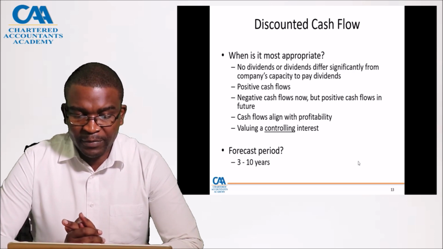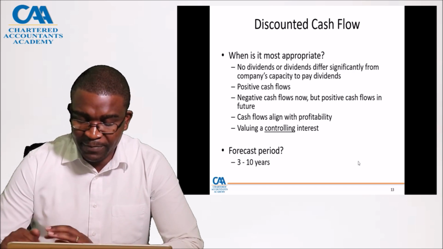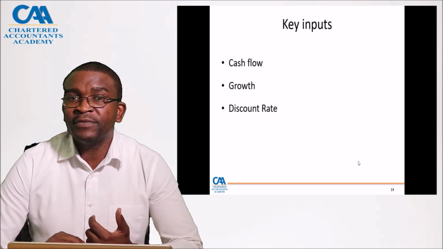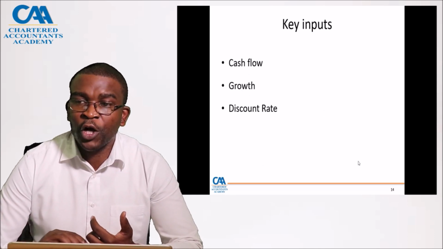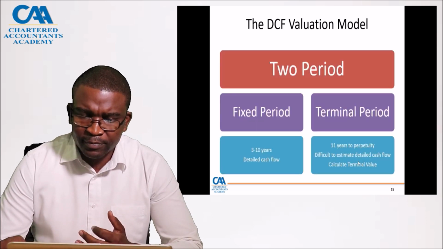And cash flows align with profitability, and this is most appropriate when you're valuing a controlling interest. Focus period, you look at 3 to 10 years. So your key inputs are the cash flows that the company is generating, your growth rate, as well as your discount rate, which is normally your WACC.